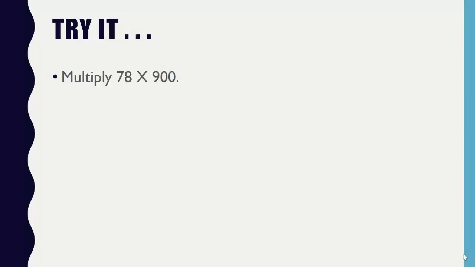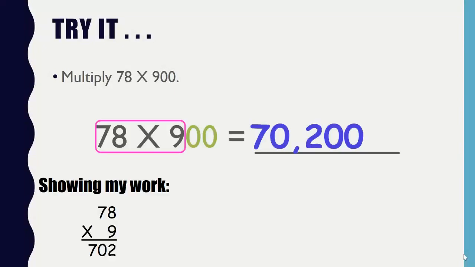Did you see that 900 is a multiple of 100 and that you can pull out the base problem of 78 times 9? So you'll have 78 times 9, which should have gotten you 702. You place that on the line, attach the 2 zeros from the left onto the right, place your commas correctly, and you'll end up with 70,200.